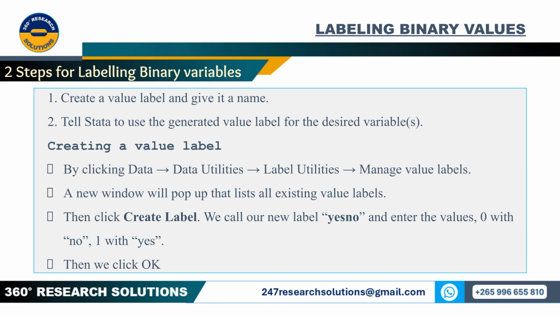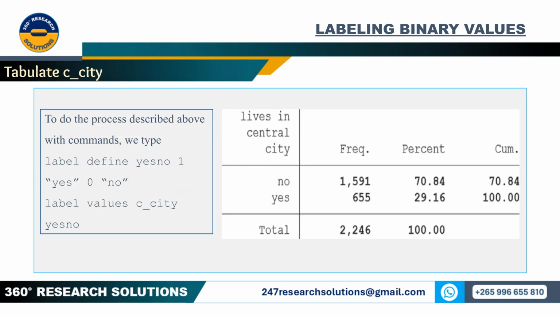The 2 steps for labeling binary variables are, first, create a value label, and second, tell STATA to use that label for the desired variable. This can be done manually through Data, Utilities, Label Utilities. To label binary values using commands, define the label with label define yes, no, 1, yes, 0, no. Then apply it to the variable. For example, label values C_city yes, no.